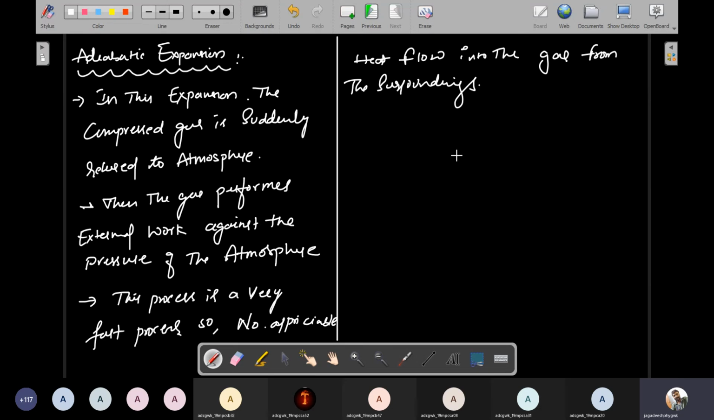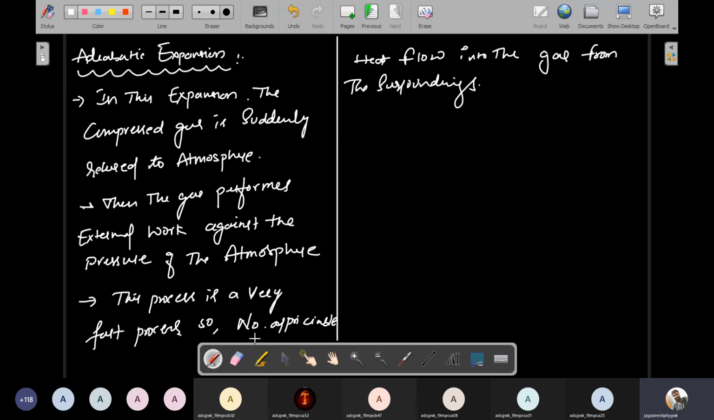See, you can understand this theory by proper reading of these sentences. Actually in adiabatic expansion, the compressed gas is suddenly released to atmosphere, then the gas performs some external work against the pressure of the atmosphere. If you suddenly release it, definitely it will have some impact on the atmospheric pressure. Then definitely it will do some external work. Generally this process is very fast, therefore there is no appreciable heat flow into the gas from the surroundings.